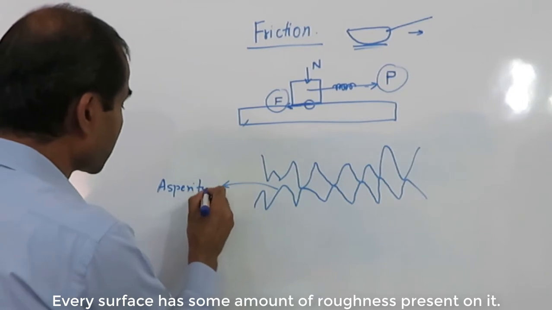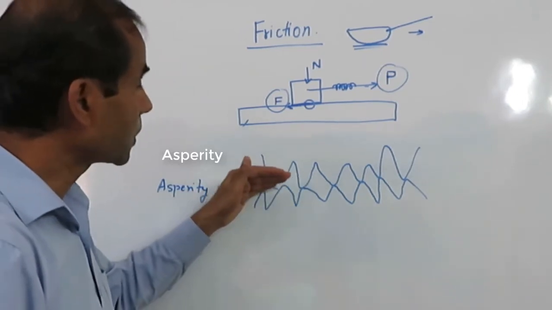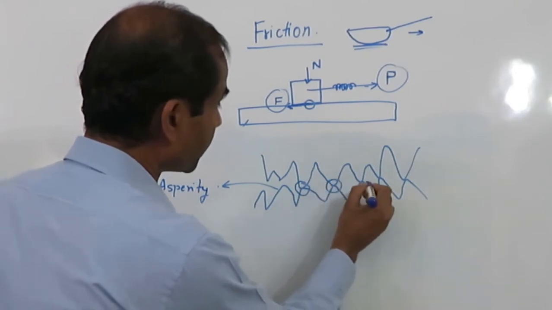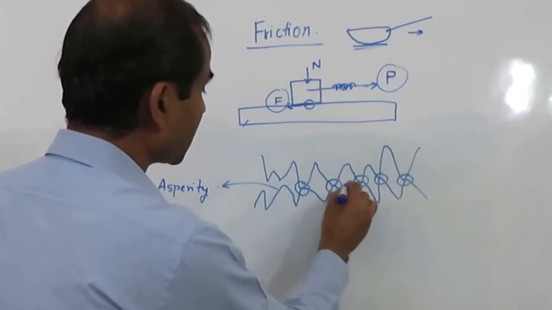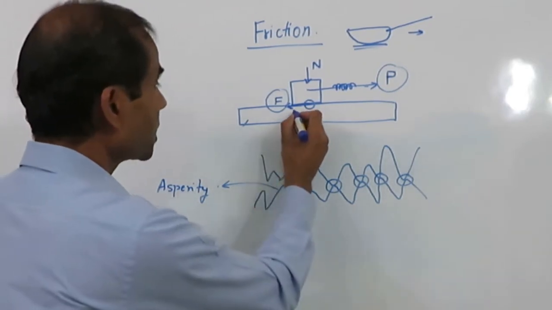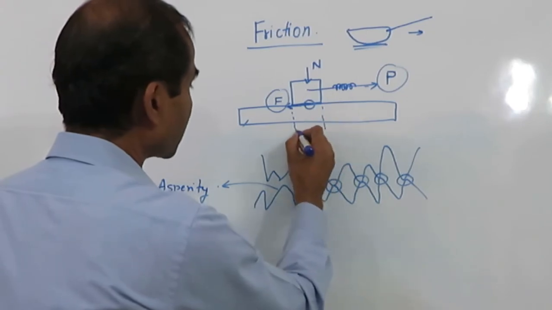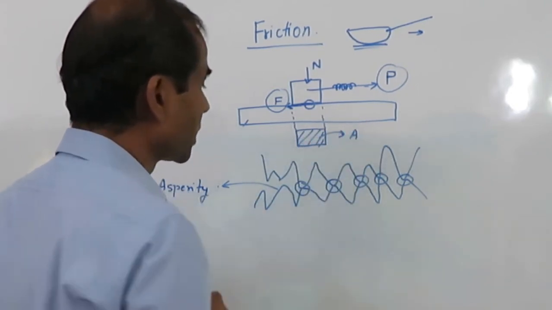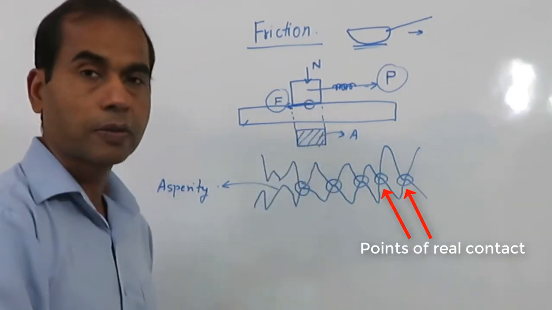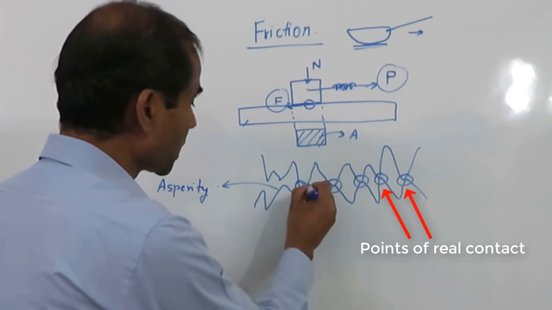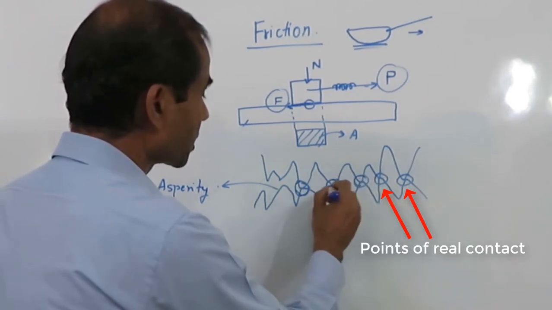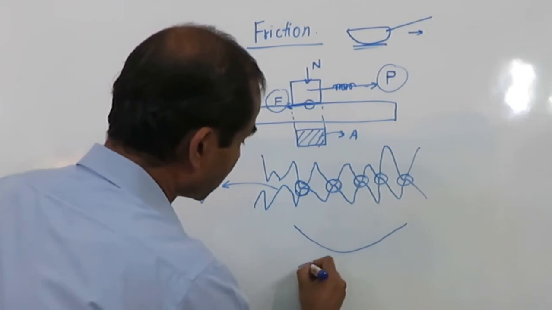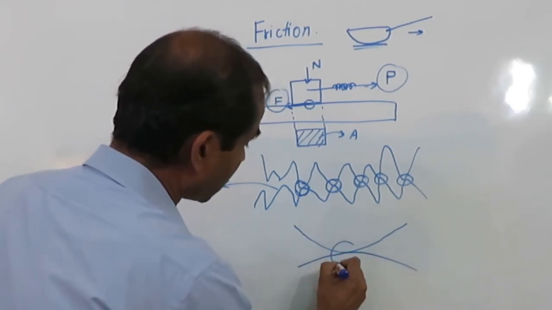Singular is asperity. If you look at these two surfaces, or if you look at the interface at very microscopic scale, you will find that the contact is only at these spots. In the rest of the places, there is no contact. That means if this is the apparent area which we can see here, the actual area is only a fraction of the apparent area. We should understand this point, that the contacts are only at these asperities, not at all points. If we magnify this one, then it looks something like this. So this is the real contact.